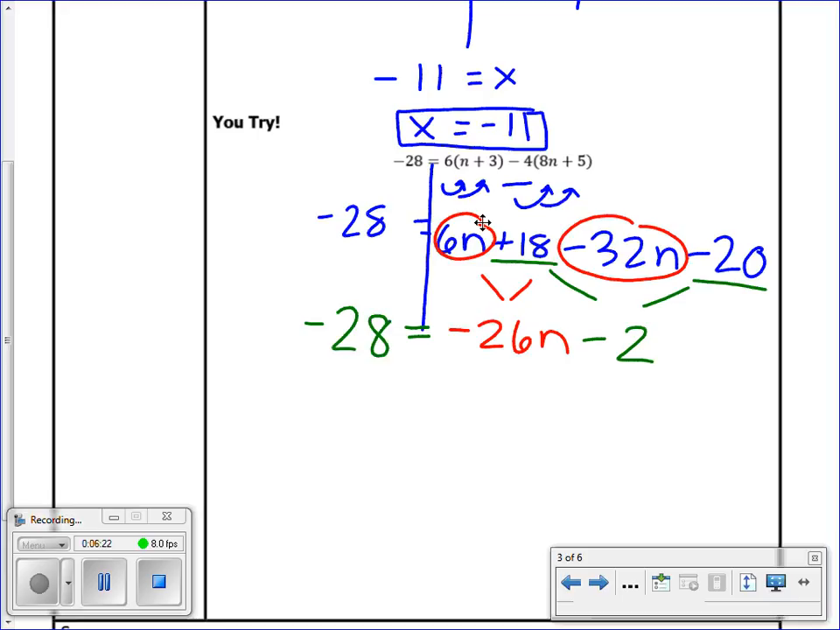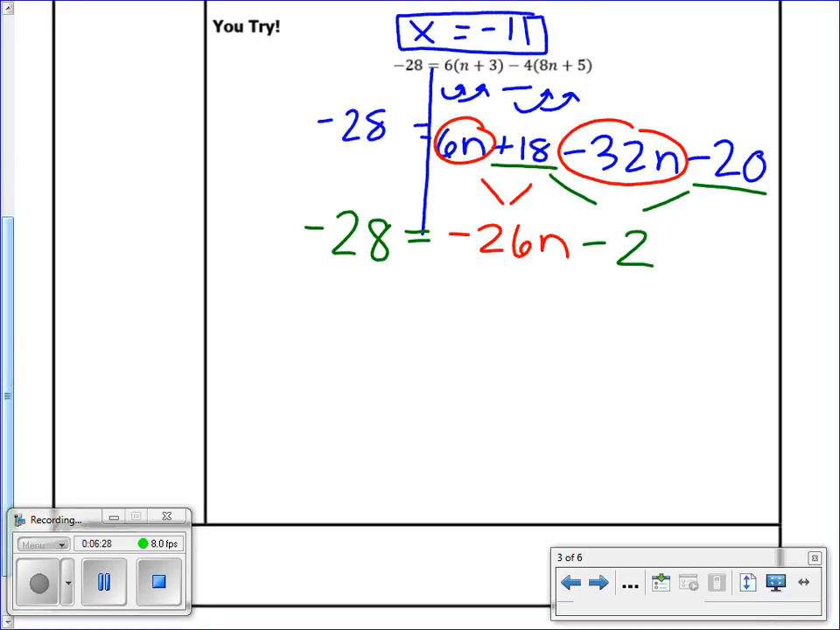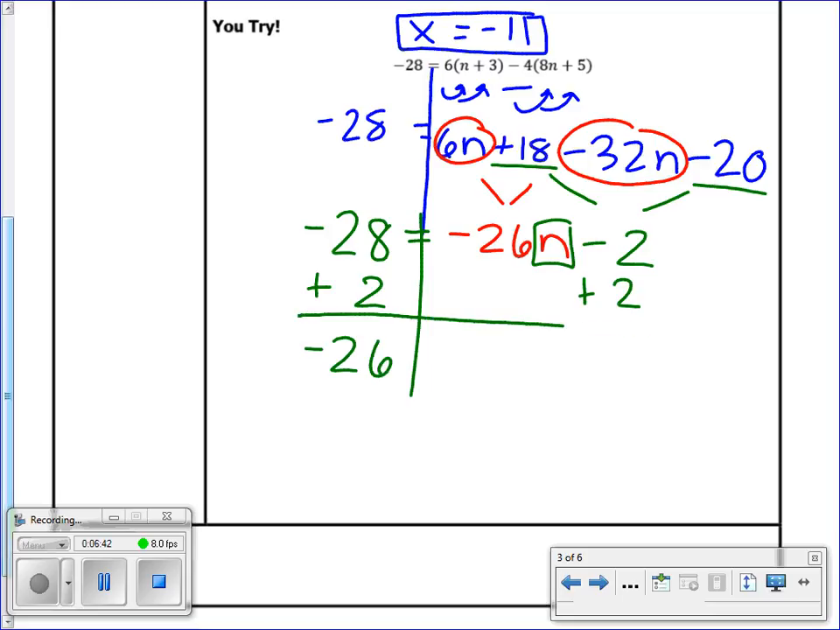Now I have to undo addition or subtraction. So I look at the side with my variable and I say, what do I have to move? I first have to undo the subtraction. I undo subtraction by adding. So I add 2 to both sides. So I get negative 26. Negative 2 plus 2 makes 0 equals negative 26n. Just carry that down.